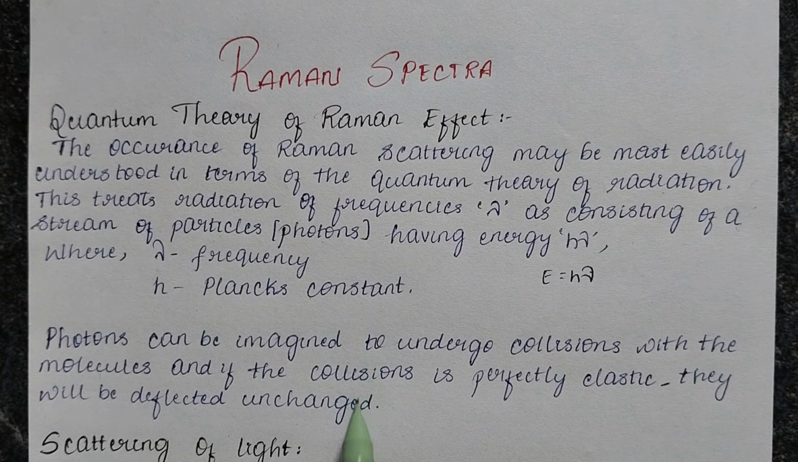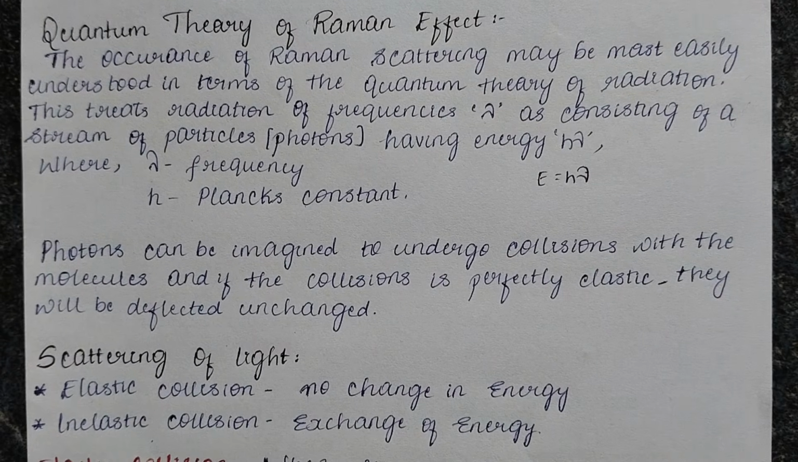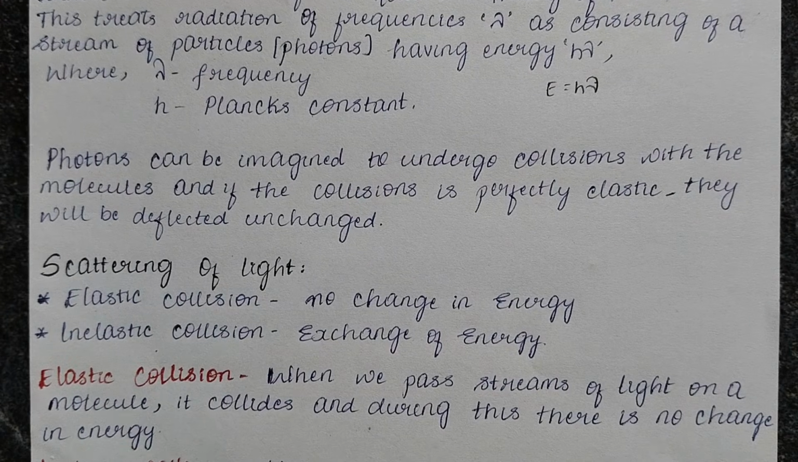So here that is what is mentioned. When the photons undergo collision with the molecules, and if the collision is perfectly elastic, they will be deflected unchanged. That is, the exact image or the exact spectra will be reflected upon the screen or in the monitor. So here we can see the scattering of light. Scattering of light, as mentioned earlier, is of two types: elastic collision and inelastic collision. In case of elastic collision, there will be no change in energy, but in case of inelastic collision, we can see exchange of energy. Here let us see the definition of elastic collision.